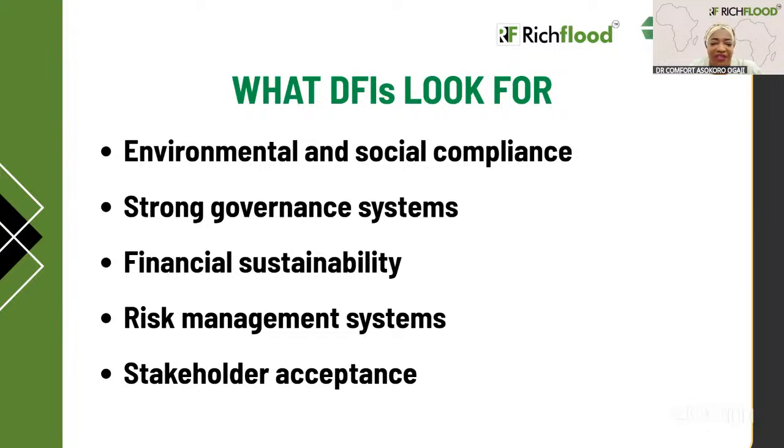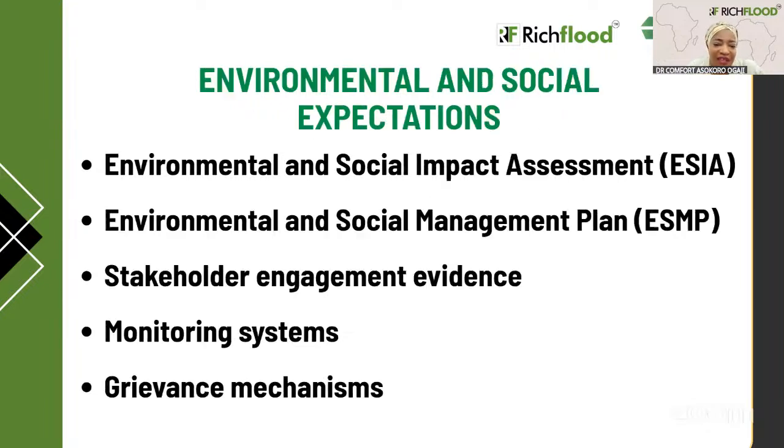So we'll move very fast now. On environmental and social concerns, DFIs expect projects to demonstrate a strong E&S management system, sometimes called ESMS. We will look at that in another episode in the future. It includes mainly the environmental and social impact assessment, the environmental and social management plan, and the other monitoring systems that need to be put in place. The next slide is about the governance expectation.